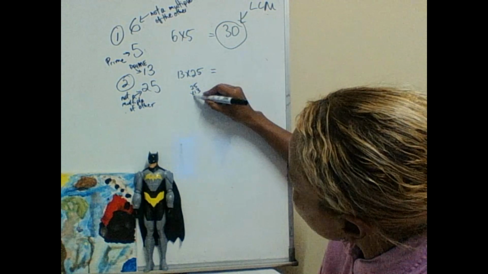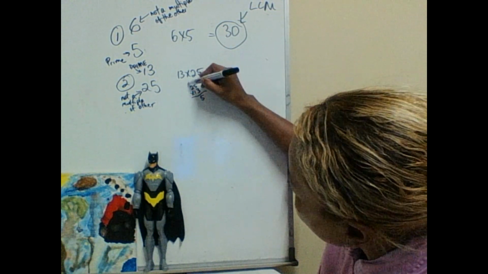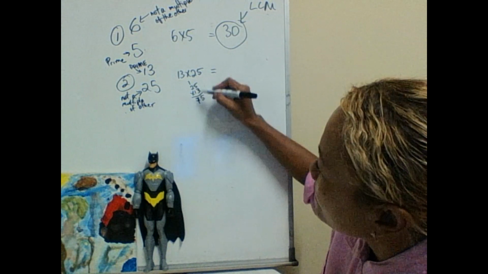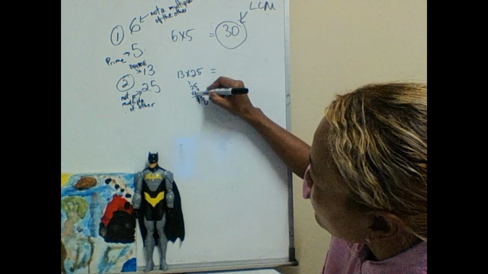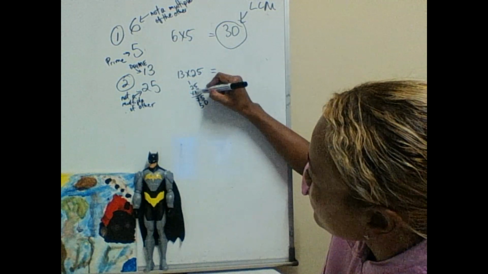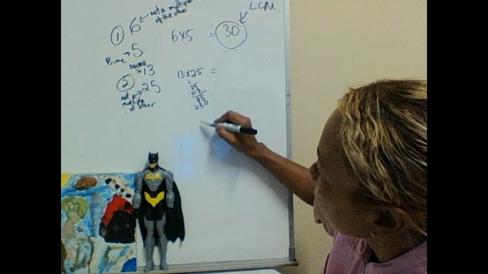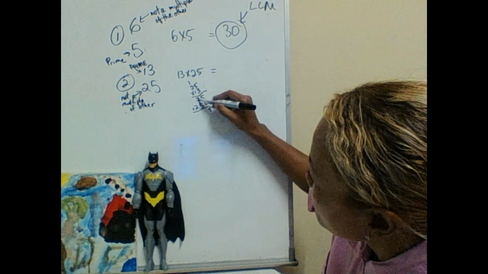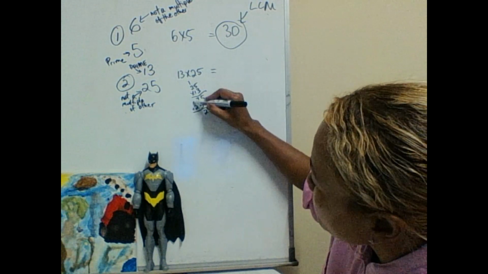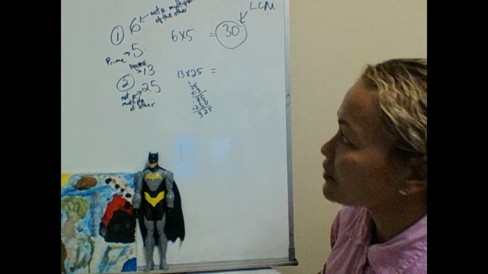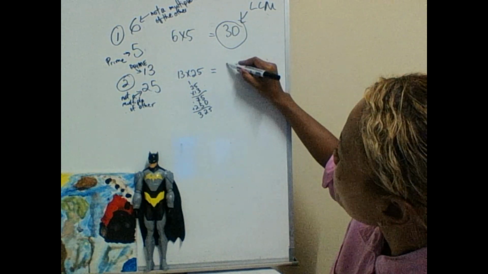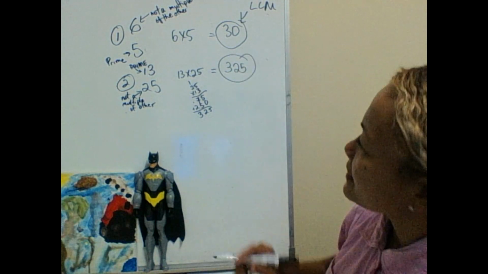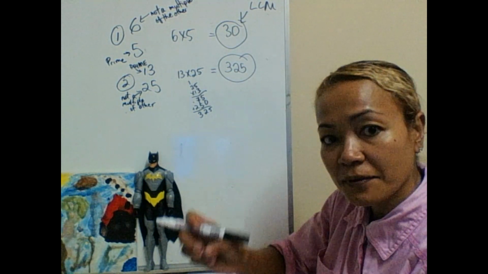3 times 5 is 15. Carry 1. 2 times 3 is 6, plus 1 is 7, so 75. 0. 1 times 5 is 5. 1 times 2 is 2. 5 down here because we're adding these two. That and that is 12. Carry 1. 3. So 325 is your lowest common multiple.